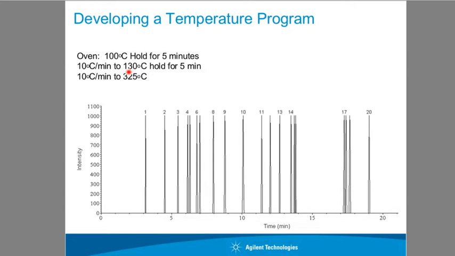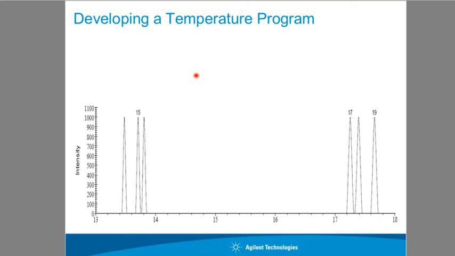So as we do that, I've got a 100-degree hold for 5, so I didn't change anything up front. We're going 10 degrees a minute up to 130, and then we're going to put on a hold for 5 minutes at that. And then after that hold, we're going to continue with our ramp up there. And as you look at that, if we zoom in now, we can actually see, I think, that we have baseline resolution now of our last compounds. So in this instance, it worked.